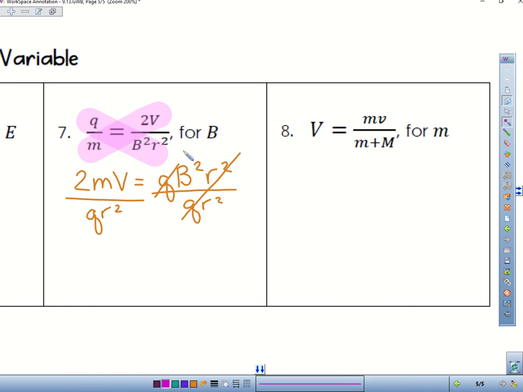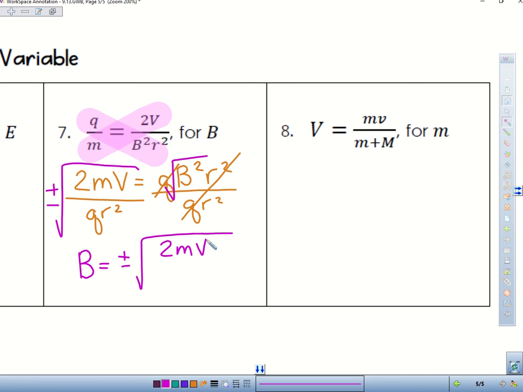Now how do I get rid of a square on something? Square root it. And when I square root it, I have to put a plus or minus. Good, so that gives me b equals plus or minus square root of 2mv over qr squared. This would be a correct final answer because the question asked you to solve for b. However, there's one last thing you could do to simplify this. Does anyone know what that is?